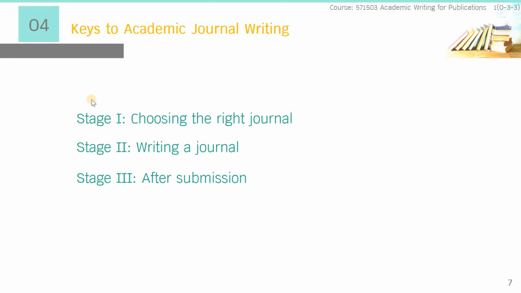So now let's move on to the last part that you might be waiting for. Here are our keys to academic journal writing, which I will delineate into 3 steps. The first one is choosing the right journal. The second one, writing a journal article. And the third one is what you have to do after submission.